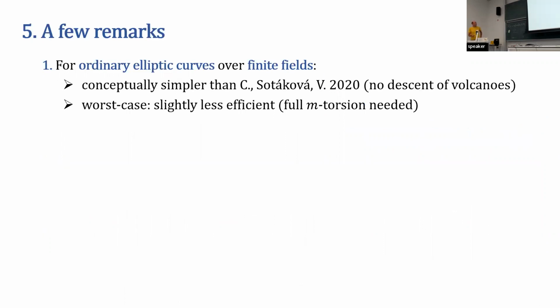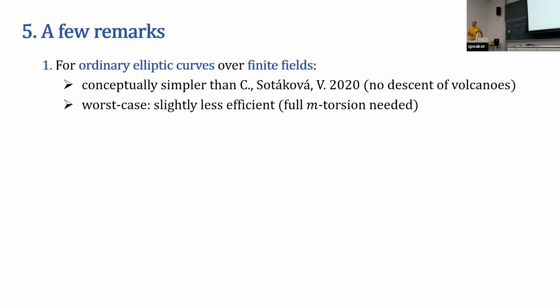Okay. So here are a few remarks. We can apply this to arbitrary oriented elliptic curves. So in particular, we can apply it to ordinary elliptic curves over finite fields, and then we can compare with the previous methods. And it's definitely simpler conceptually because no descent of the isogeny volcano is needed. You don't need to talk about all these volcanoes. Although behind the proofs you can see them at work sometimes, but conceptually definitely simpler.